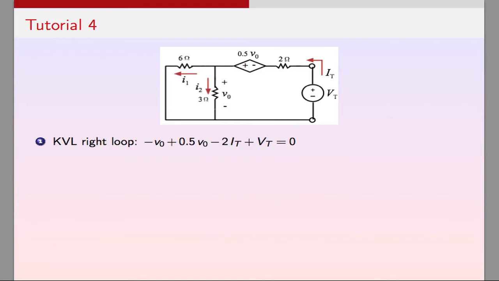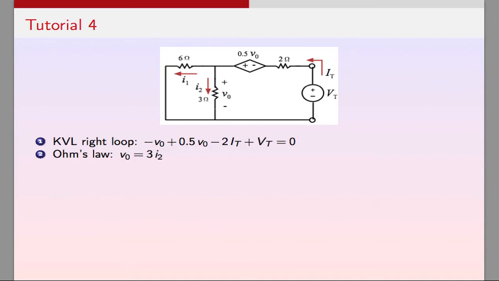From the figure we notice that V0 is related to the current I2 by Ohm's law. So let's write the equation. V0 is equal to 3 times I2. Now we need to replace the current I2. One might think, okay, let's write a KCL equation at this node. Well, if you do that, then you will introduce the current I1 into the equation. So this may not be a good idea.